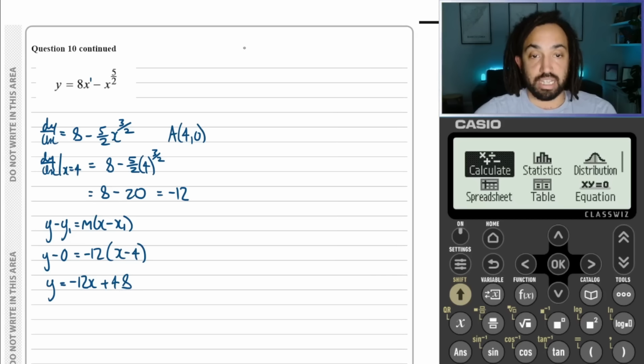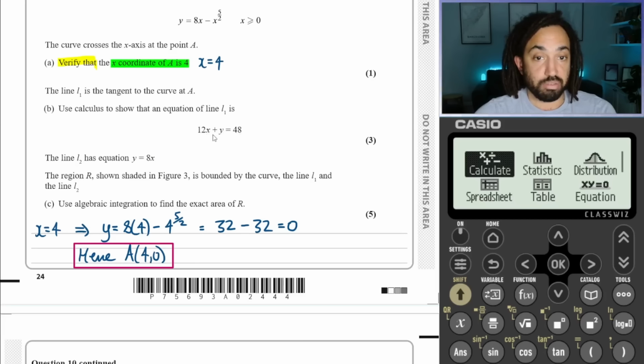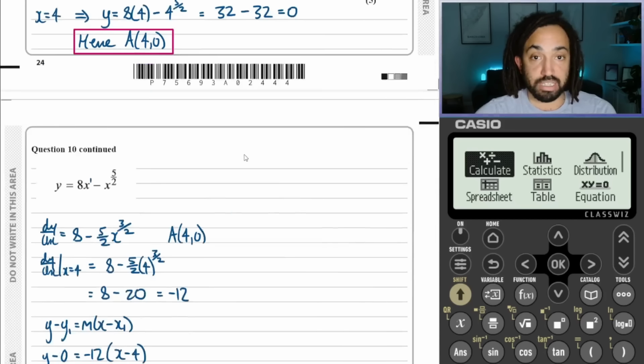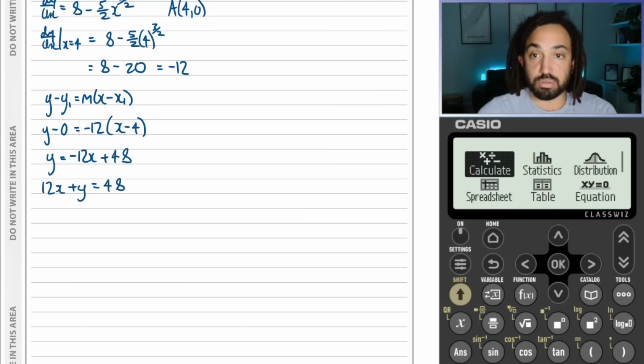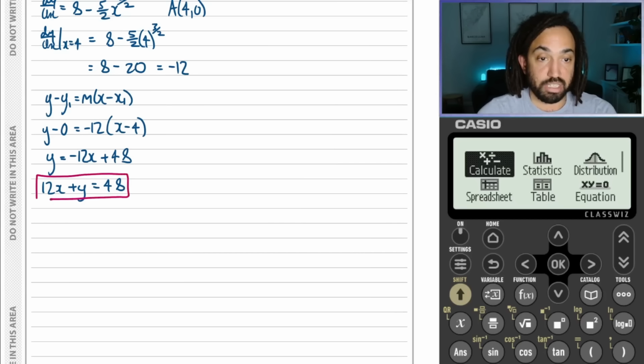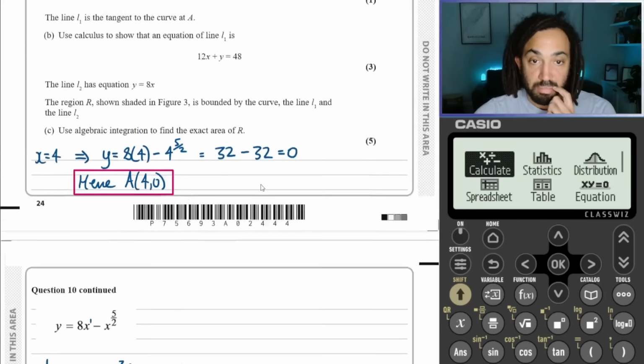And I think that is as required. They want it like this, with the variables on the left and then the constant on the right. So that's fine, we can just add 12x to the other side, giving 12x plus y is equal to 48. And that is the equation of the tangent at A. Perfect.